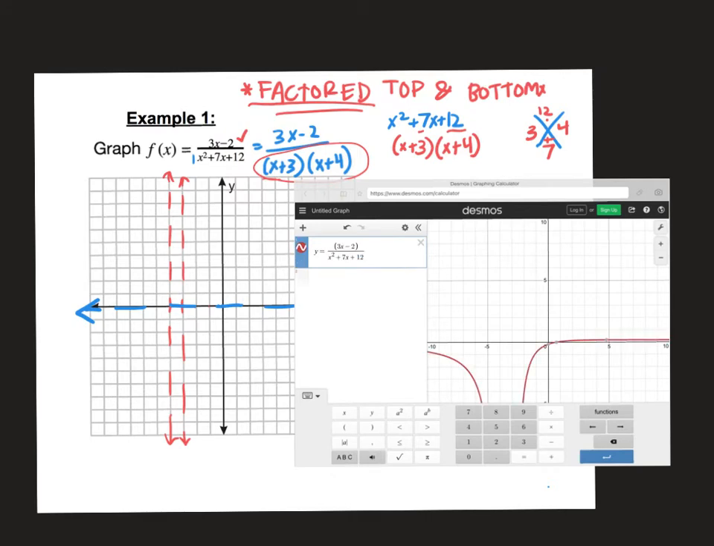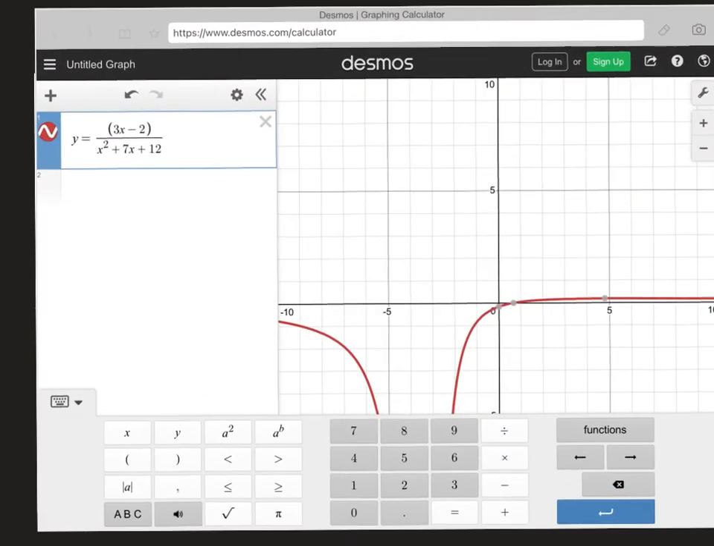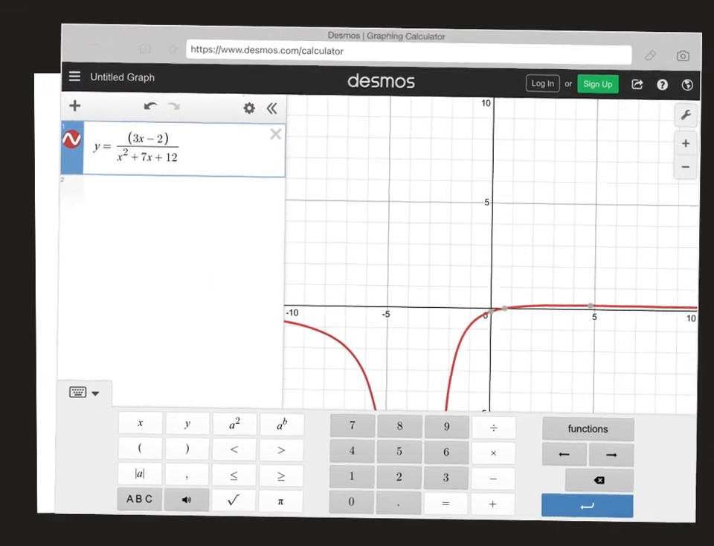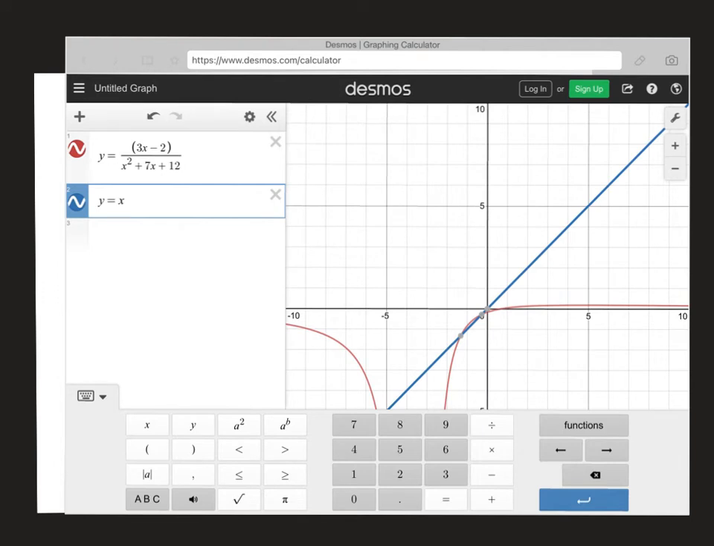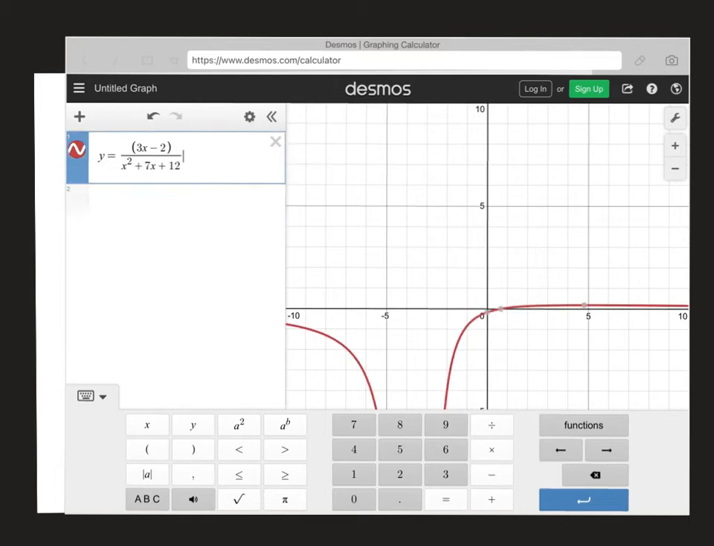All right, here's your Desmos page. I've already typed my equation in. One thing to notice about how I typed it in. Let's make this bigger for a moment. Your 3x minus 2 is in parentheses. If I don't do that, if I start typing it in, I do y equals 3x minus 2. When I hit the division sign, it'll only divide the 2. So make sure you put the top in parentheses.